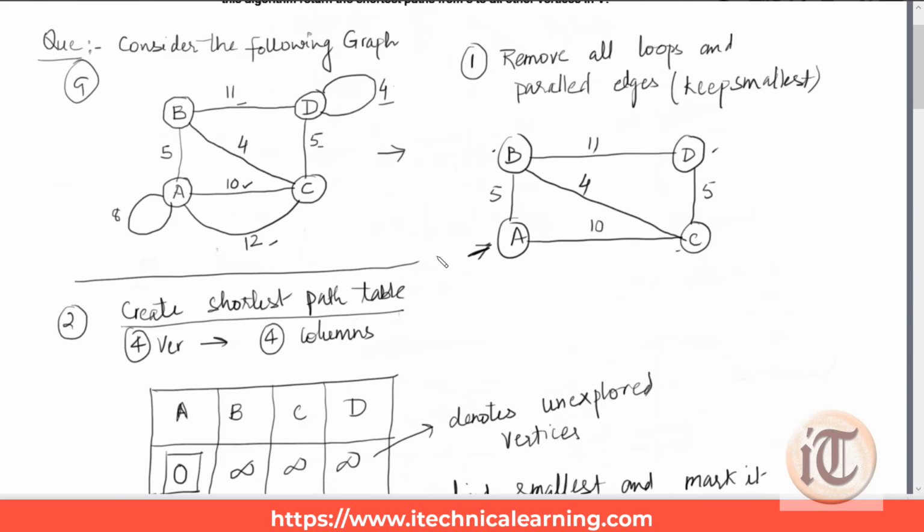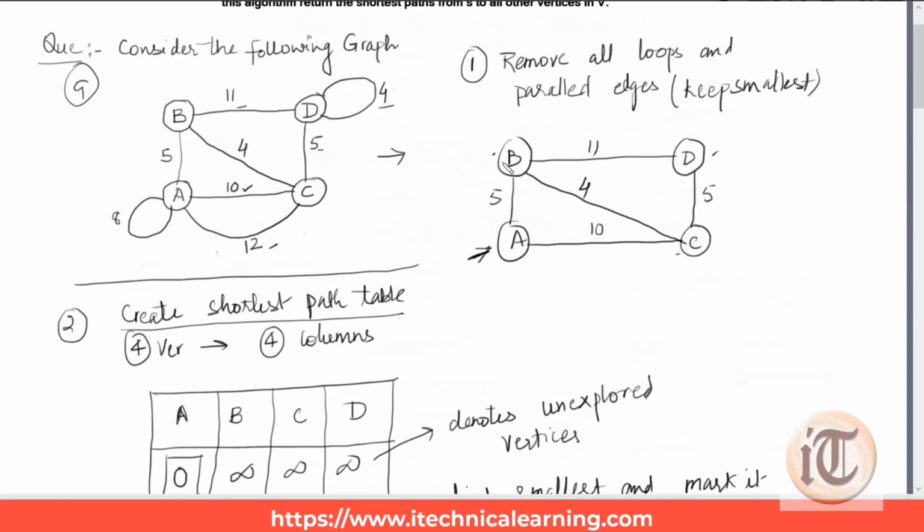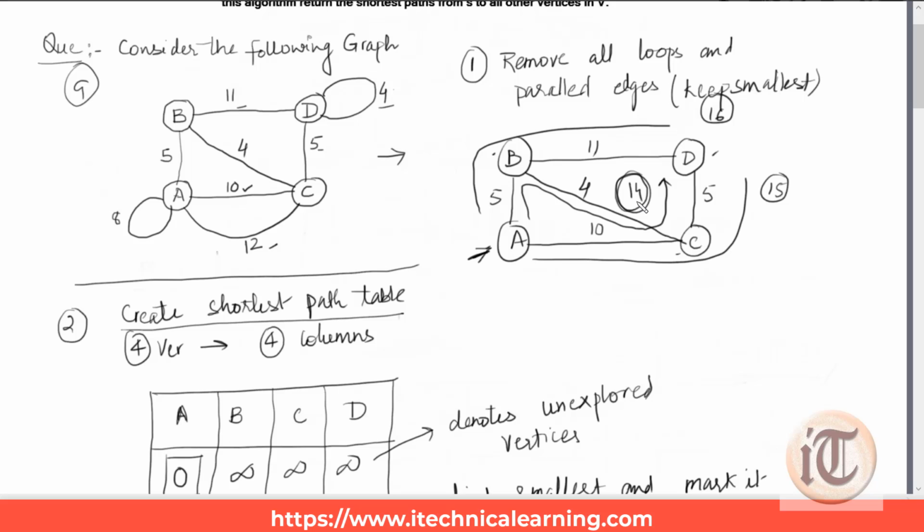If we have to go from A to D, you can see we have multiple paths we can follow. That is A to B 5, 5 plus 11, 16. Or we can go from A to C and C to D, so it will be 10 plus 5, 15. And if we follow the path which we got after backtracking, that is ABCD, we can see 5 plus 4, 9, 9 plus 5, 14. So using the first path we got 16, using the second path we got 15. But using the algorithm's path, 5 plus 4, 9, 9 plus 5, 14. So this one is the shortest one.